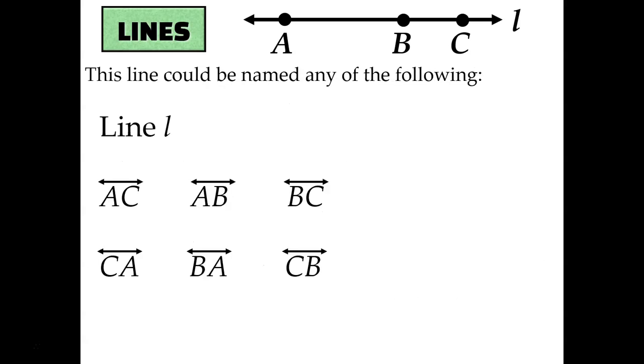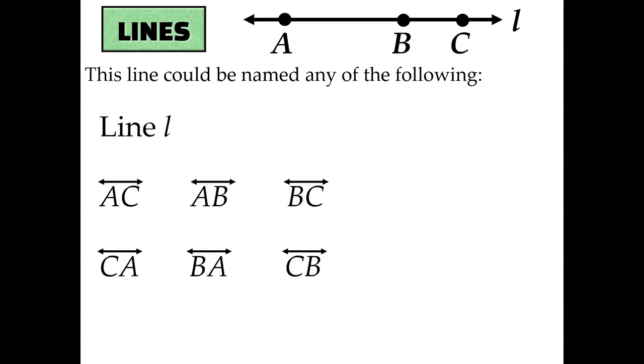So here are my options. I could call this figure line L, or AC, AB, BC, CA, BA, or CB. Any one of those 6 options would be correct, because each of them is just a combination of any 2 points on the line with a line drawn on top of those 2 letters.